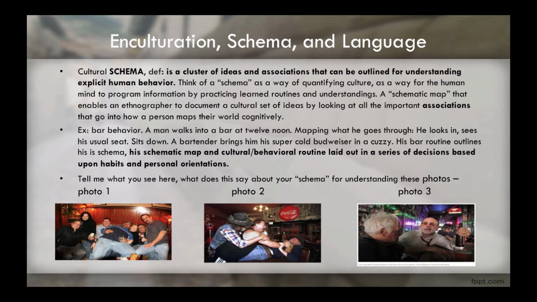So let's do a little schematic exercise for you, and then we'll bring this up in discussion. Tell me what you see. What does this say about your schema, for instance, is what I'm going for in these three photos. So take some time, and during our discussion, I'd like to ask you very specific questions. What is going on with your cultural interpretation of this event here? Who is he in relation to all these people? What's the mood? What's the setting? What's going on?